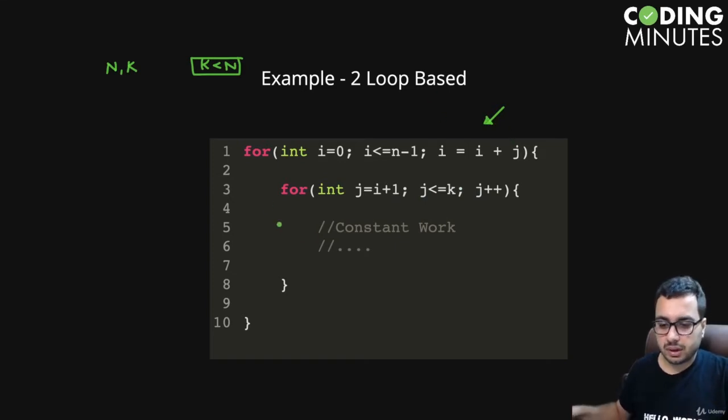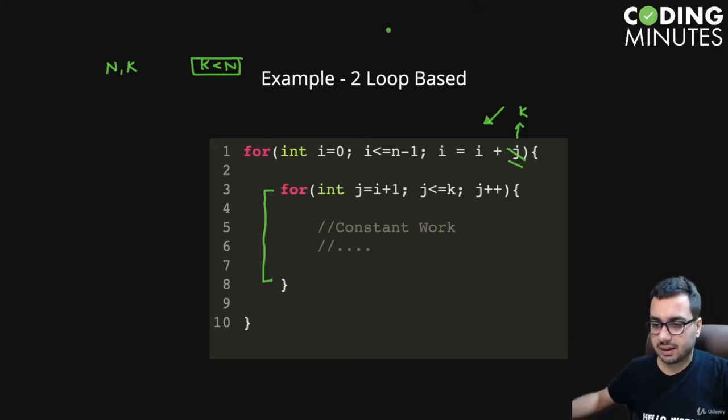But if you look carefully, what is going to happen when this inner loop is going to get finished? The value of j would be exactly equal to k. So after this loop, j is going to be equal to k, and this can be replaced with the value of k. That means whenever I is incremented, I will take a jump of k.